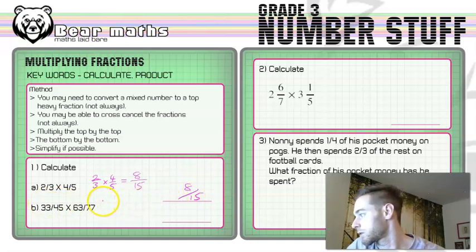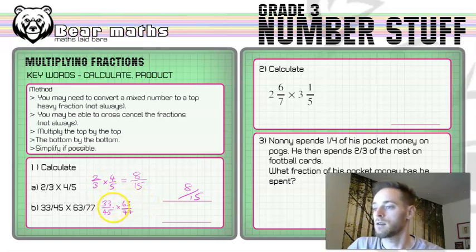Now, the next one is B, which is 33 over 45 multiplied by 63 over 77. Now, these numbers are pretty big, and I don't really fancy doing 33 multiplied by 63, working out what it is, 45 multiplied by 77, working out what that is, and then simplifying the fraction from there, because that's going to be a faff, right? So what we can do here is look at our method again.